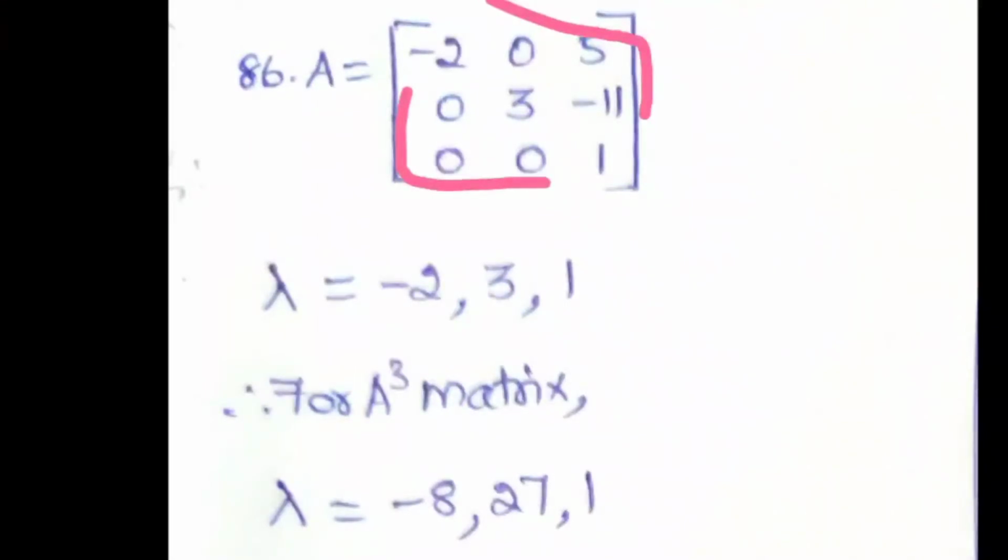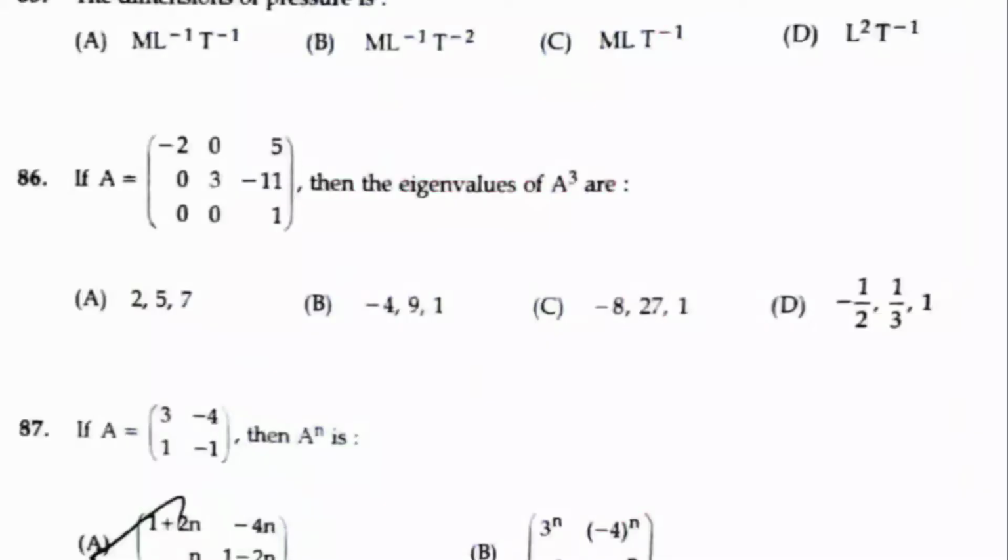So here we are getting minus 2, 3 and 1 as the eigenvalues. As we have to find it for the A cube matrix, minus 2 cube is minus 8, 3 cube is 27 and 1 cube is 1, so the answer is this one. Here option C is the right answer.